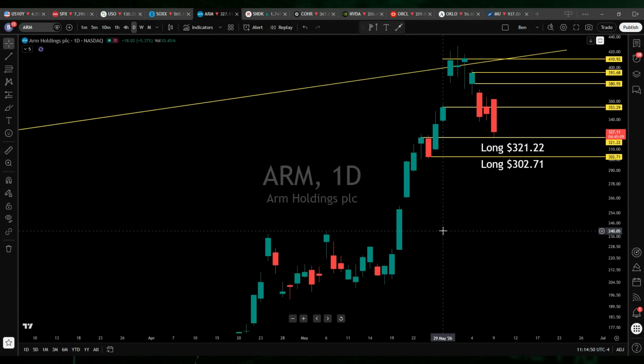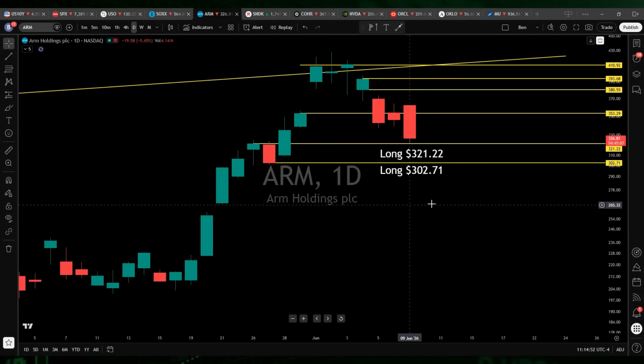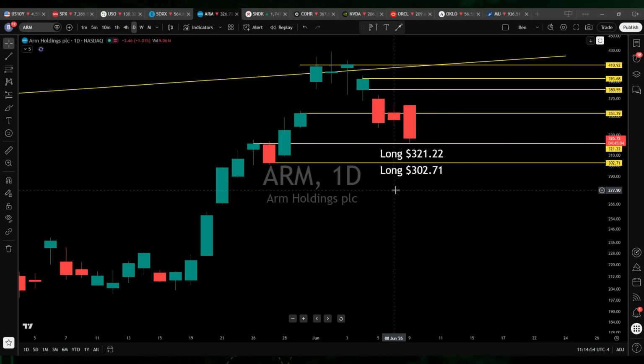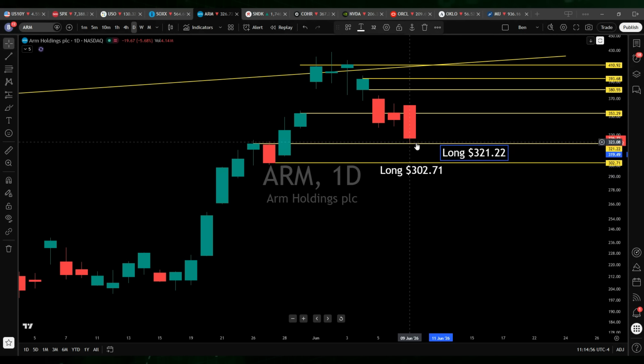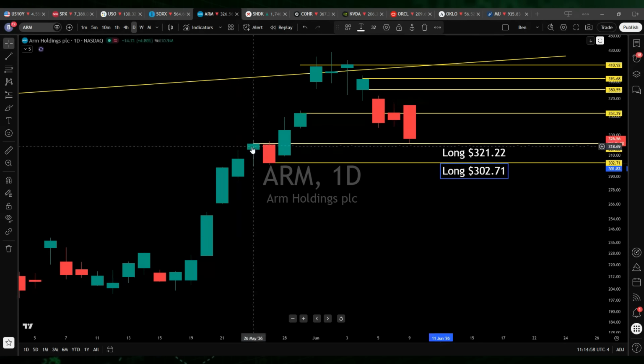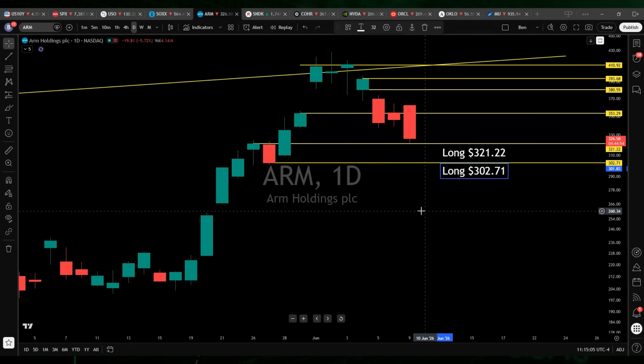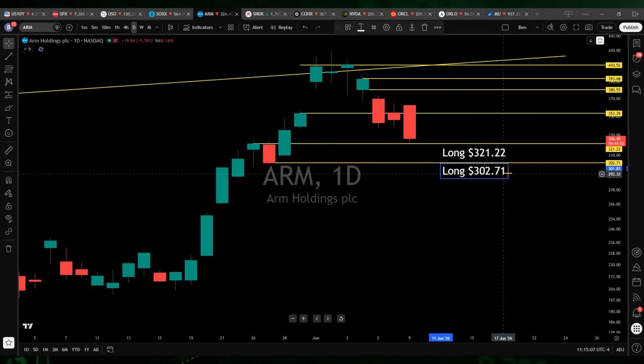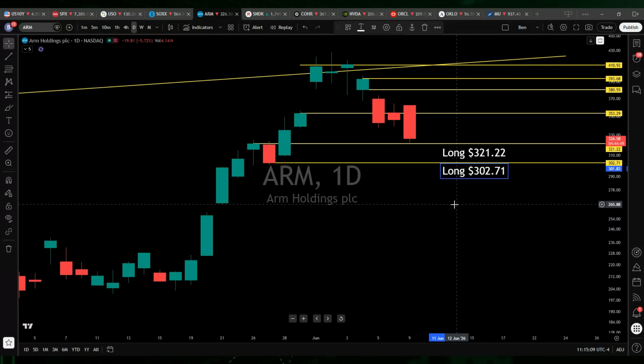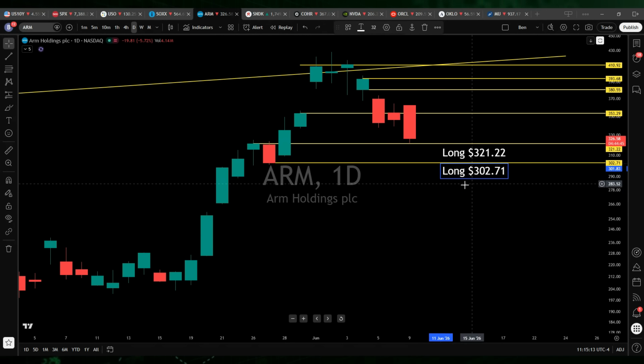ARM has a nice drawdown today. Prior gap in the charts, $321.22. It actually never hit that. However, if it does drop into that level, this is an aggressive level for those of you who are interested in day trading ARM. For me, $302.71 is where I would love to play ARM for a long trade today. And this would be just for a day trade.